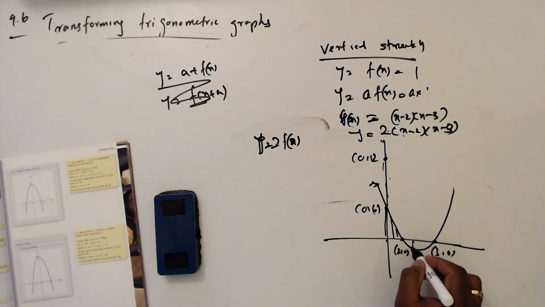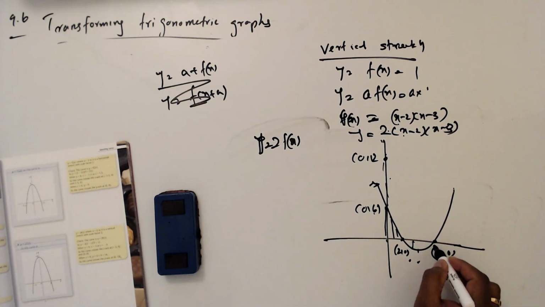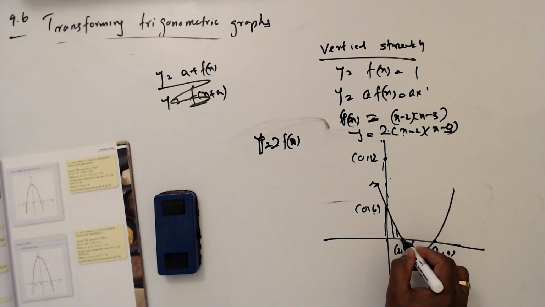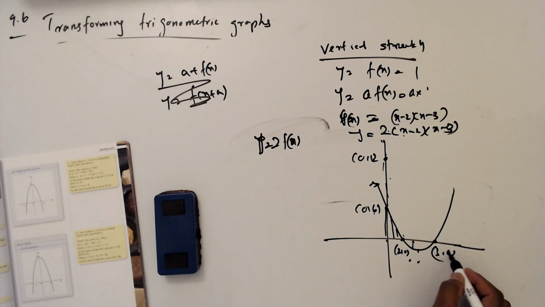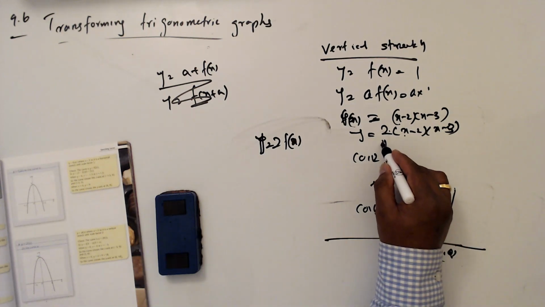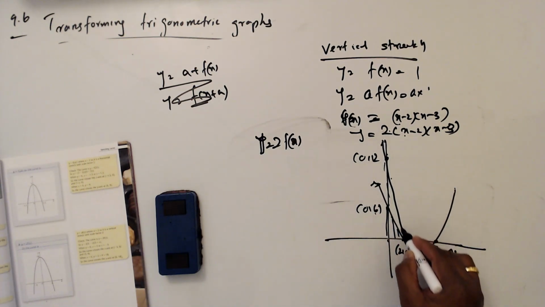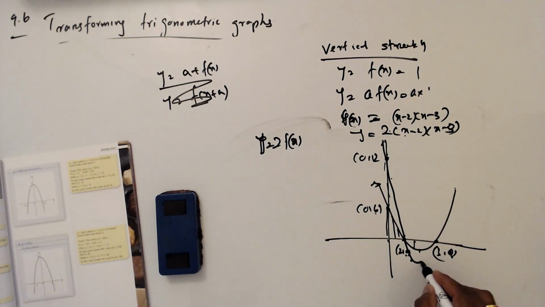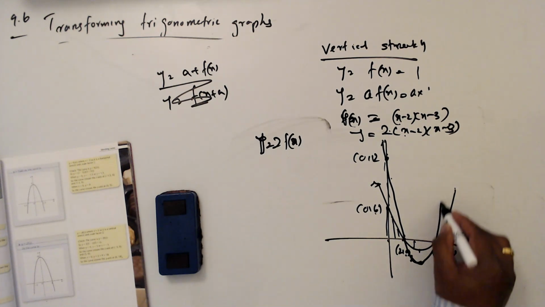So all the y values you are doubling. When you double this y value, this will become more negative, and this is more negative. And 0 doubled is still 0. That's why it is going through the same point, because the y value of this point is 0, and 0 doubled is 0. So you will get a curve like this, still going through the same points, but the y values are doubled.